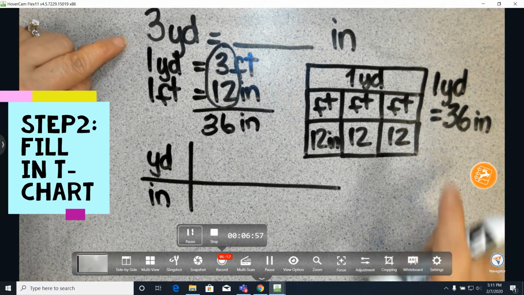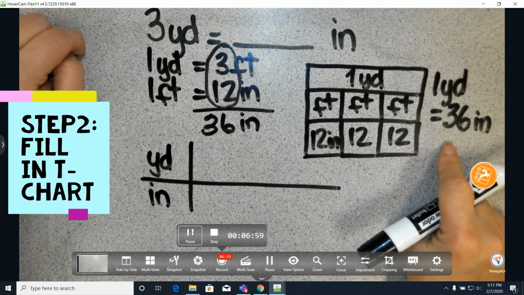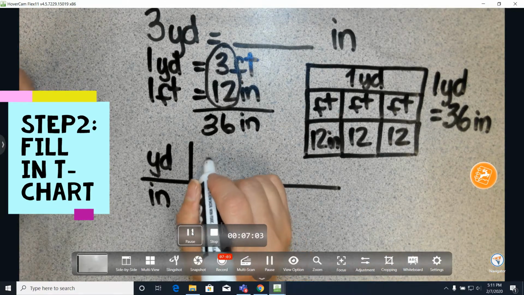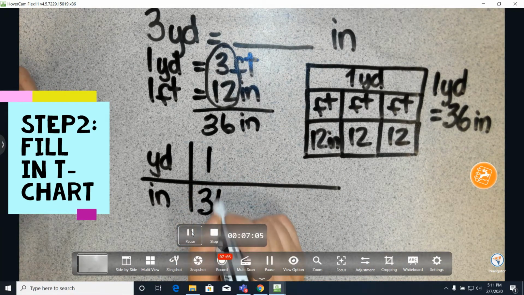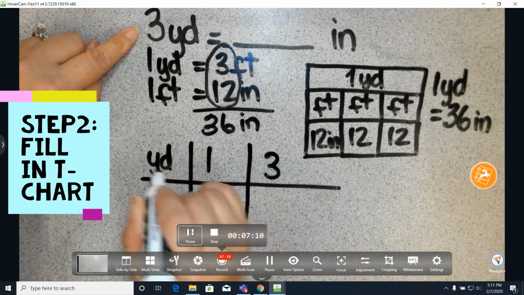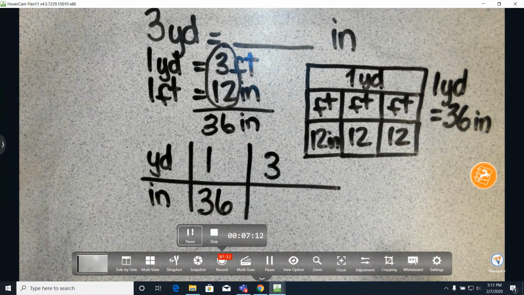And the information that we have is from here. We combined it into one shortened information. So I have 1 yard equals 36 inches. How many yards do I have? I line up my yards with yards, so 3 yards is what I have.